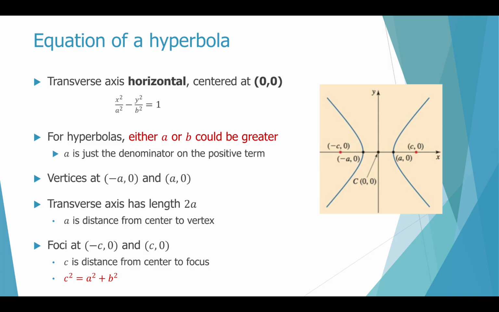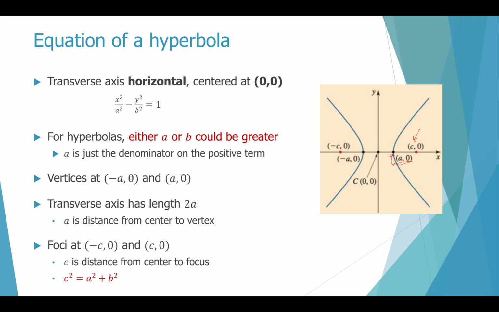We have that the transverse axis, the horizontal, centered at the origin, has this nice equation, x squared over a squared, where a is the determination of the vertex. This applies to the vertex. And c is our foci, right there. And for hyperbolas, either a or b could be greater. a is just the denominator on the positive term. The vertices are at negative a and a, because we're centered at the origin. We're not always centered at the origin, but in this case we are.